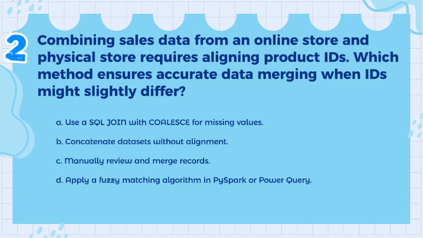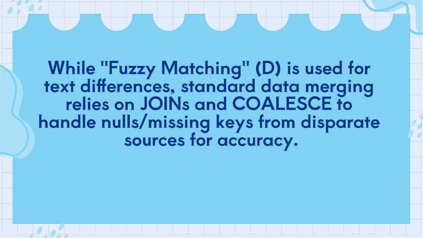The correct answer is A. Use a SQL join with coalesce for missing values. While fuzzy matching D is used for text differences, standard data merging relies on joins and coalesce to handle nulls or missing keys from disparate sources for accuracy.